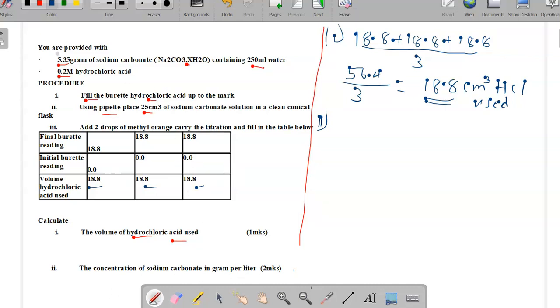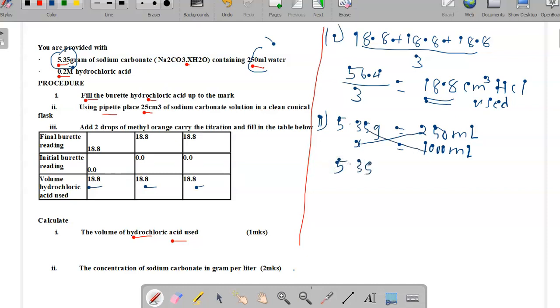So in sodium carbonate, we have the mass and we have the total volume. So this is what you say, 5.3 gram, which is the mass, is equal to the total volume, which is 250 ml. What about 1000 ml? Where are you getting this 1000? You are getting it from concentration, because concentration times volume is equal to 1000. Then you cross multiply.